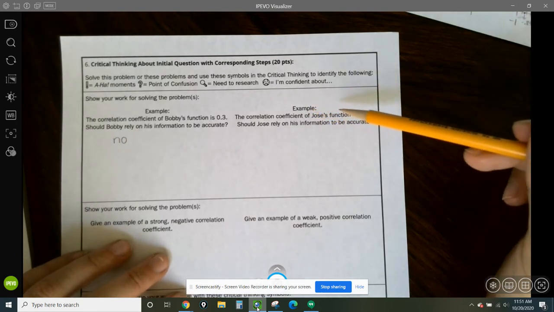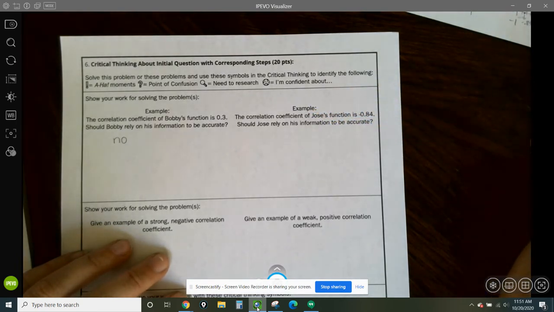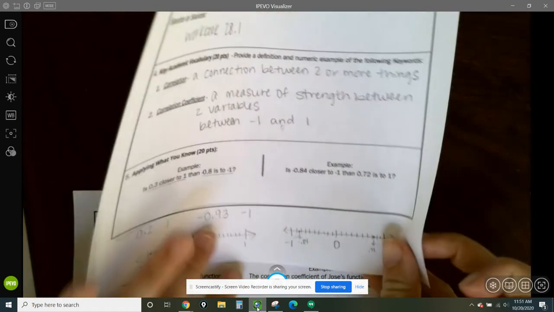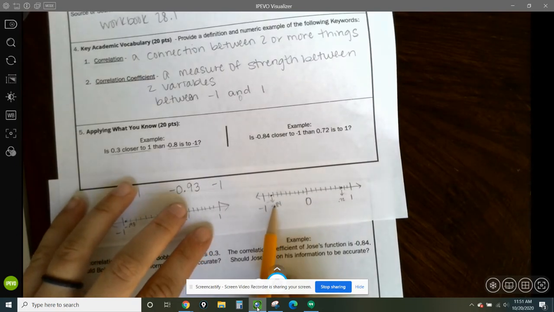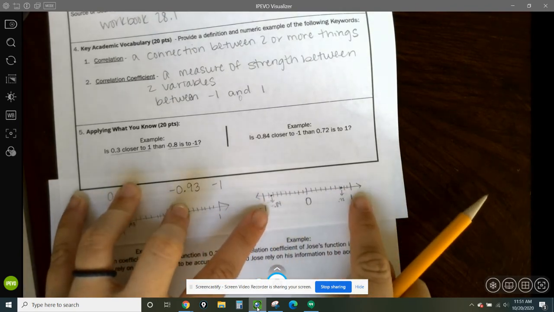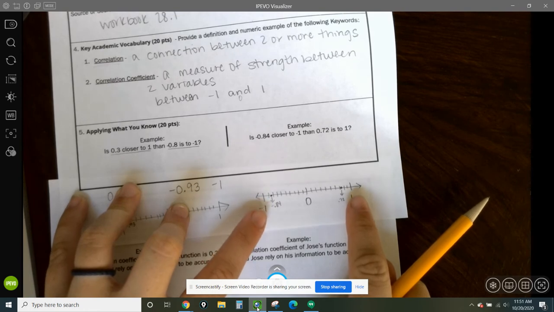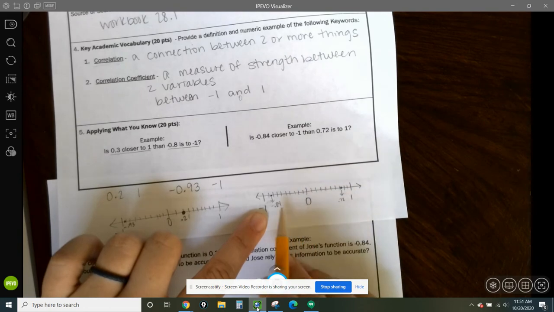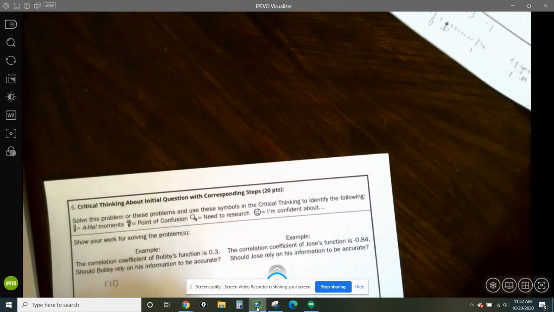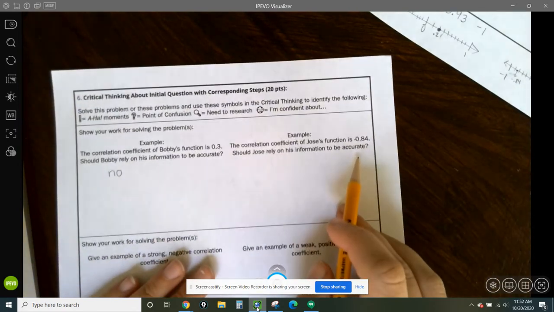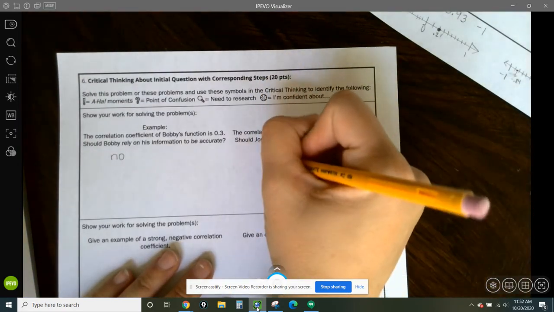Over here, the correlation coefficient of Jose's function is negative 0.84. Should he rely on this information to be accurate? So remember, we drew this number line here. Negative 0.84. That is pretty darn close to negative 1. And remember, the closer you are to 1 or negative 1, it doesn't matter positive or negative. It's just the closer you are to these two numbers, the stronger your correlation is. You can kind of think of this as like getting an 84% on a test. So an 84, I would say that information would be accurate. So I would give this one a yes.